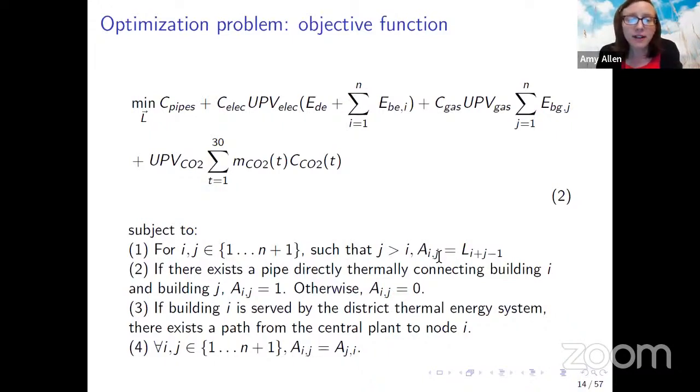By definition, if a building is served by the district thermal energy system, there must exist a path through the network connecting it to the central plant, which is expressed in constraint 3. And constraint 2 simply addresses the construction of the adjacency matrix.